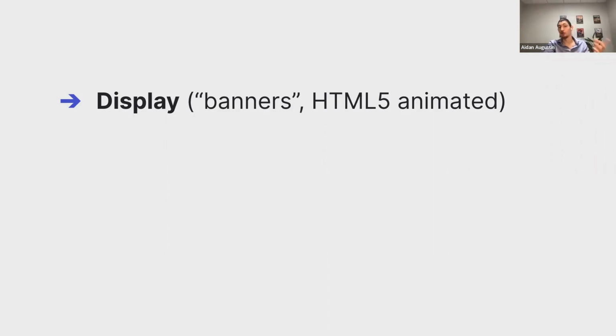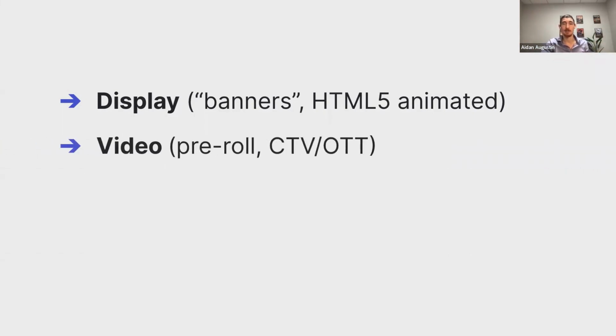But display is not, by any means, the only form of ad unit that can be served through this programmatic advertising process. Another one, the next most popular, is video advertising. The most common form of this is usually what's called pre-roll. Pre-roll videos are a video ad that plays before a video plays, right? Everyone has encountered this on YouTube in particular. You go to YouTube, and maybe there's a 5-second or a 15-second video ad that plays before you can watch the video you're trying to watch.